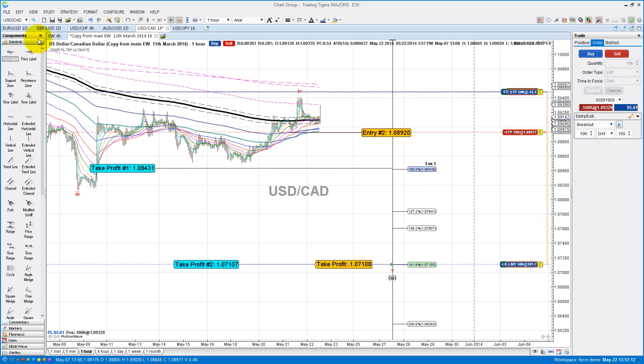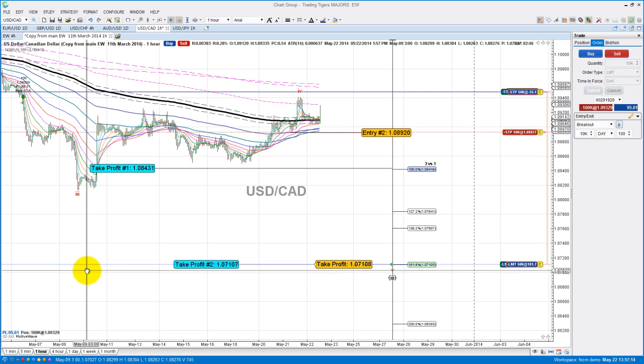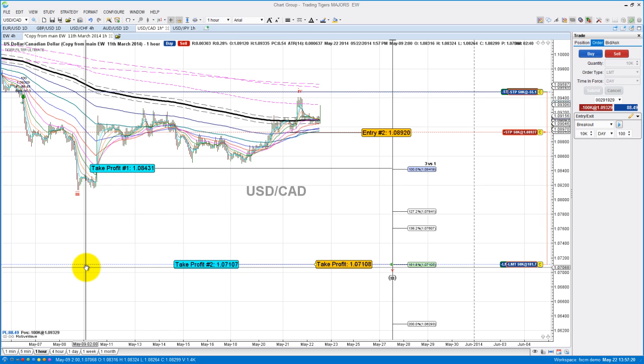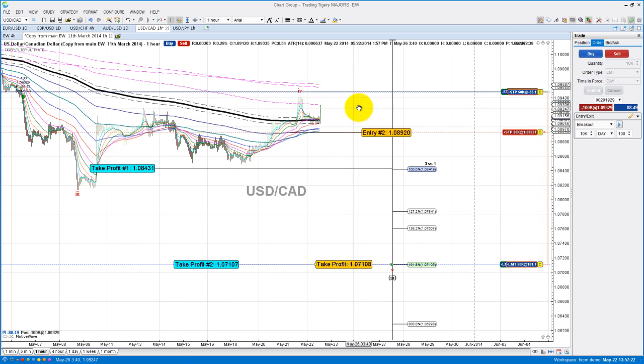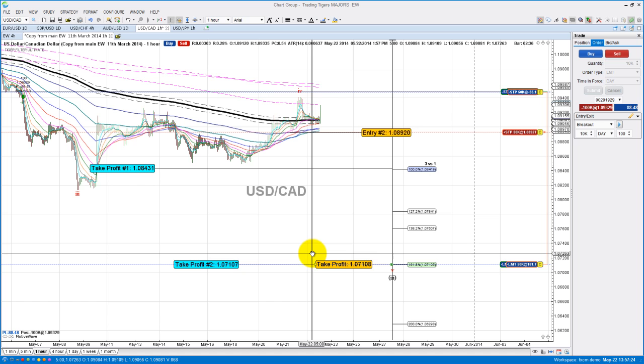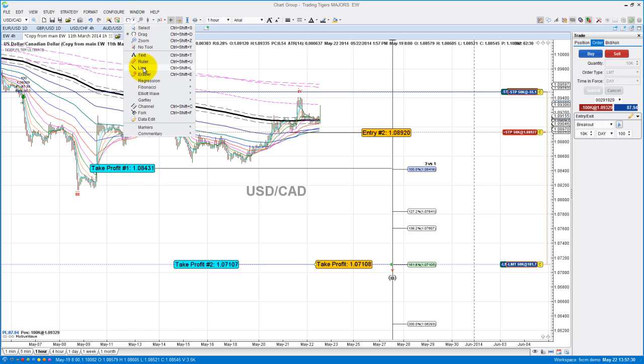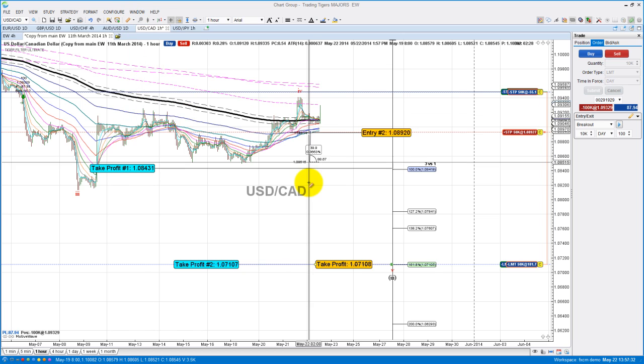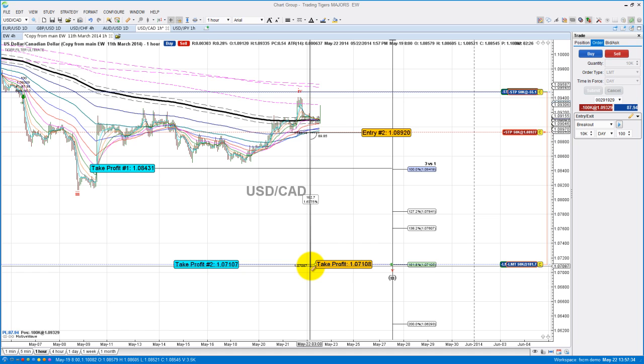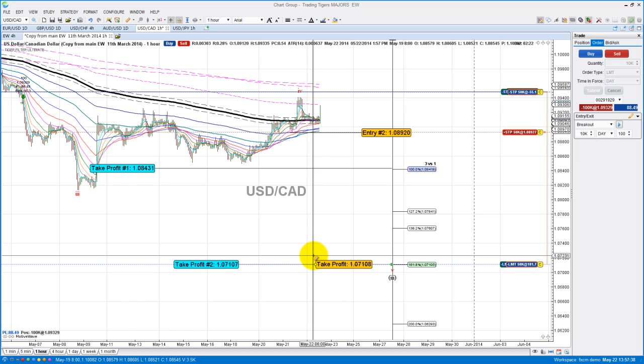Okay, so once again we've taken on the 1 hour chart, an entry at 1.08920 with 55 pip stop loss with a target at 1.07108. That's about 168 points. Let's just double check on that. That's close to 182. Yeah, so 1 to 3, just over 1 to 3 kind of risk reward ratio.